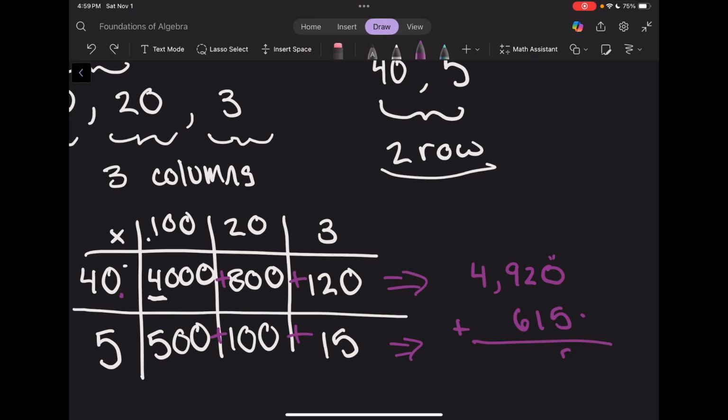5 plus 0 is 5. 1 plus 2 is 3. And 9 plus 6 is 15. And since 15 is bigger than 10, we're going to add this 1 over here, and 1 plus 4 is 5. So then my final answer should be 5,535.